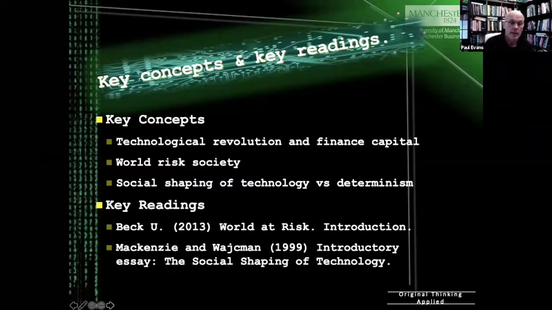And the key readings that I wanted you to draw your attention to would be Ulrich Beck's World at Risk, and Mackenzie and Wajcman's article, which is the introductory essay, The Social Shaping of Technology. Remembering, of course, that I gave you guidance on what you need to read. I'm not expecting you to read the whole book of Ulrich Beck's work, but I am expecting you to read the introductory chapter in it. The article I know is a little long, but it's probably about an extended chapter, and there's no real reason why you shouldn't read all of that.